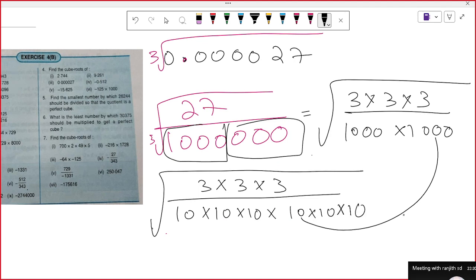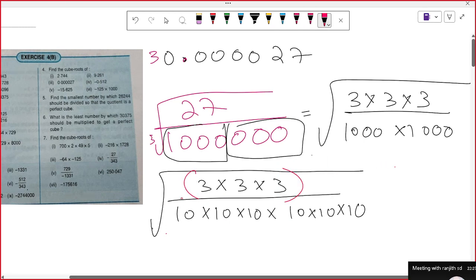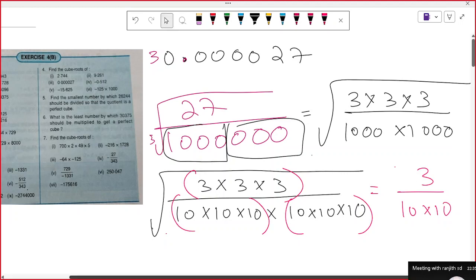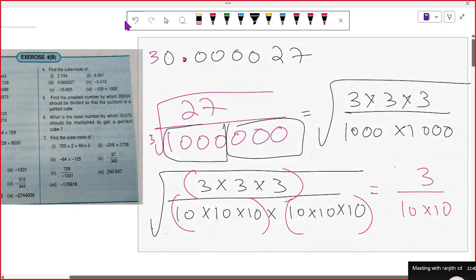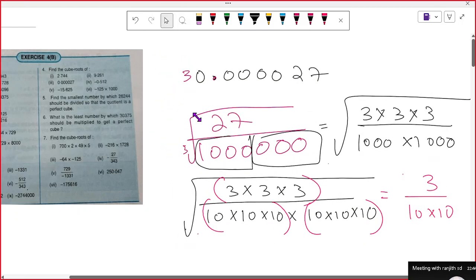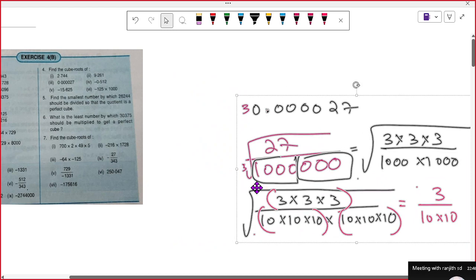Now you start grouping it. Group 3 values. Numerator, what do you get? 3. Denominator, what do you get? 10 into 10, which is 100. So 3 by 100 equals 0.03, sir. Yes. So even the direct method is fine to understand, but this is how you have to solve it.